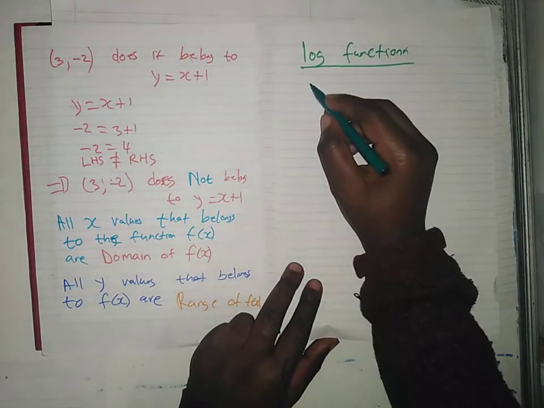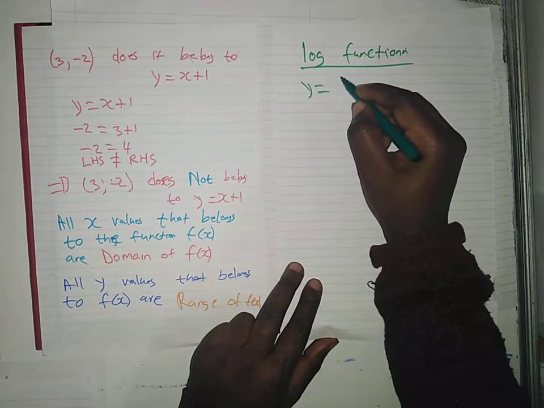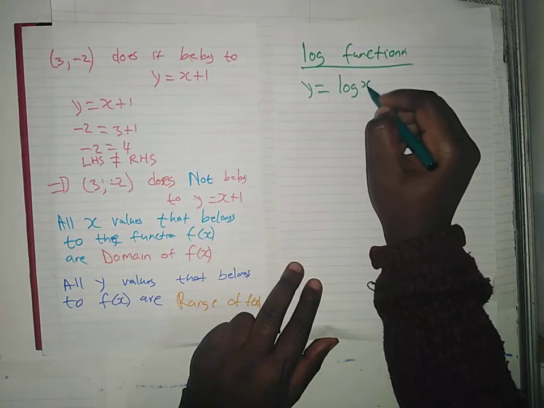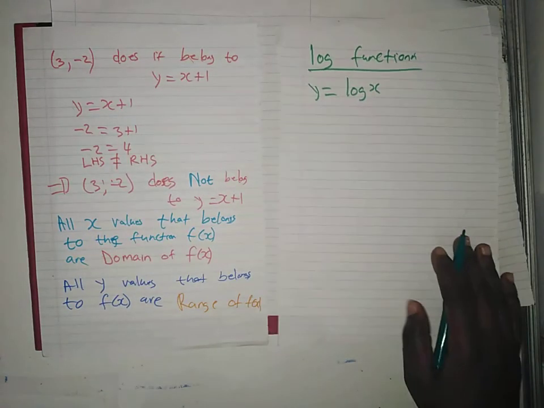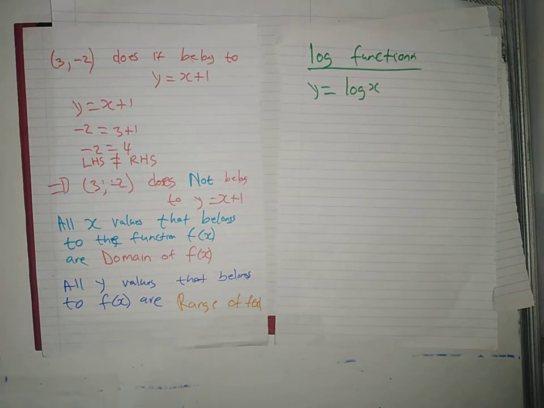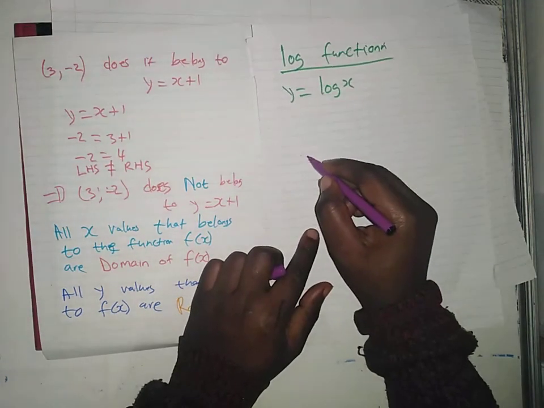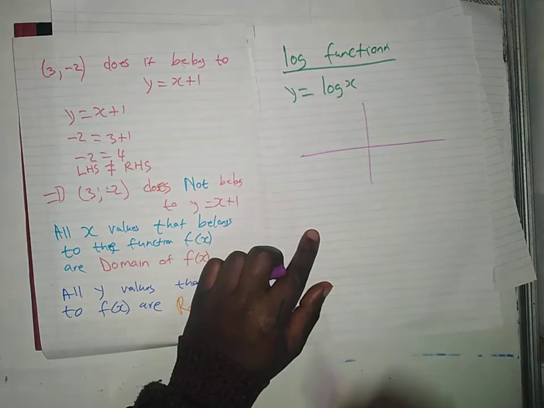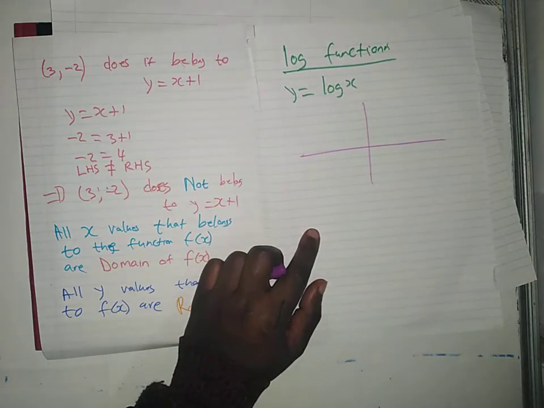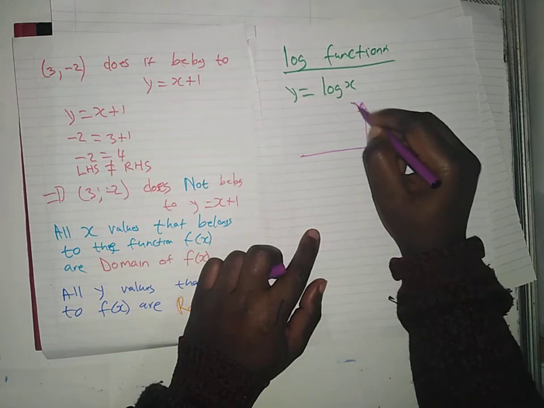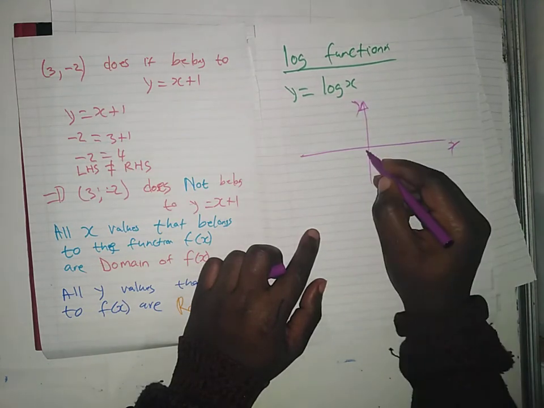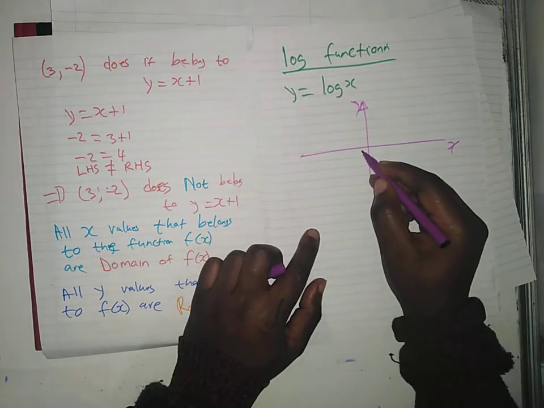And what is the range of log? Let's say we've got y, which is equal to log x. So when you've got y is equal to log x, now this is a very beautiful function. It's like this. And then you've got your y here, you've got your x here, you've got your 0 here.